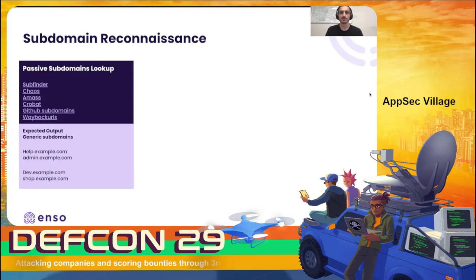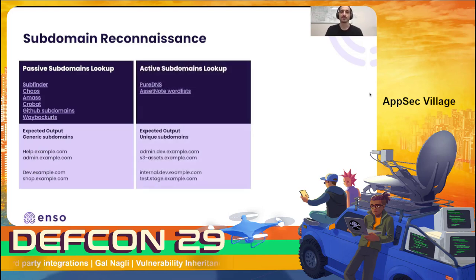Many bug bounty hunters stop at this phase. They think they found all the available subdomains on the internet for our target, and they continue their hunting from this point. This is a huge mistake because they miss a lot of domains by relying only on passive subdomain lookup. The second phase will be active subdomain lookup, which is brute forcing. I use PureDNS for the brute force and Assetnote wordlist for the word list. The expected output will be unique subdomains, such as admin-dev, S3, assets, internal-dev, and test-stage.